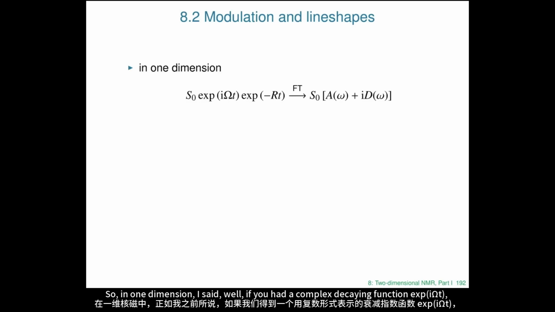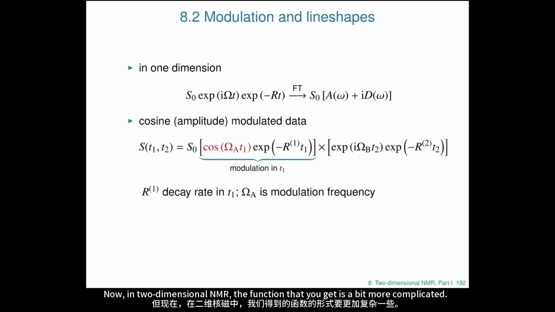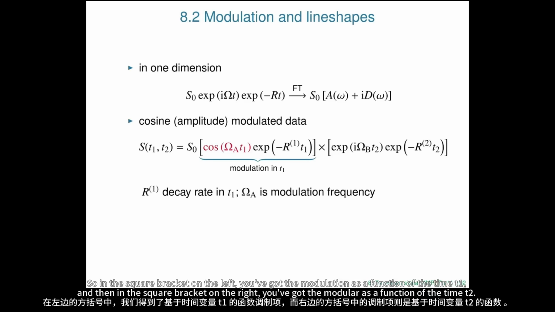So in one dimension, I said, if you had a complex decaying function, e to the i omega t, if you Fourier transformed that, you got the absorption mode A, and then in the imaginary part, you got the dispersion mode D. Now in two-dimensional NMR, the function that you get is a bit more complicated. In the square bracket on the left, you've got the modulation as a function of the time t1. And then in the square bracket on the right, you've got the modulation as a function of the time t2.